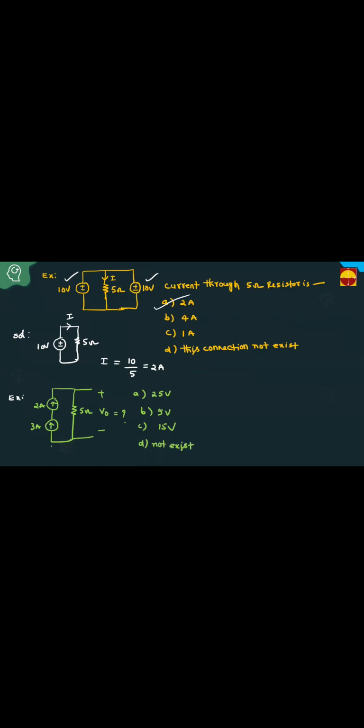What are the answers, friends? Come on, within a fraction of a minute you have to answer. Again, no need to check the KVL and all this. Two different current sources never connect in series. That's why, what is the answer? Not exist. This connection does not exist.